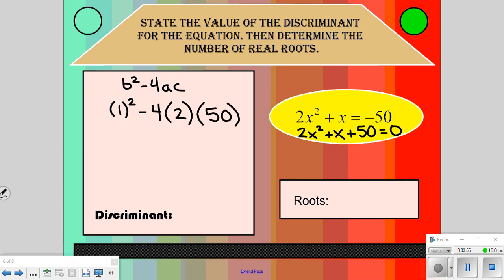1 times 1 is 1. Negative 4 times 2 is going to be negative 8. Negative 8 times 50 is going to be negative 400. 1 minus 400 is going to be negative 399. That is a negative number, so that means I'm going to have 0 roots.